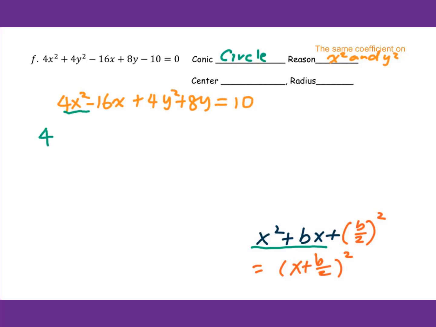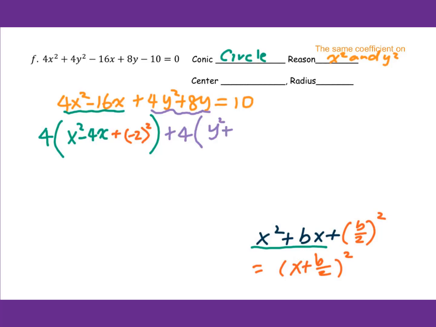Therefore, I take a 4 outside for x. You will get the x squared minus 4x. Then you need to add b over 2 squared. That will be negative 4 divided by 2. That's negative 2. Then plus. You take a 4 outside again. You got the y squared plus 8 divided by 4. That's 2y. Then add b over 2 squared. b is 2. Therefore, you get 1 squared equals 10.